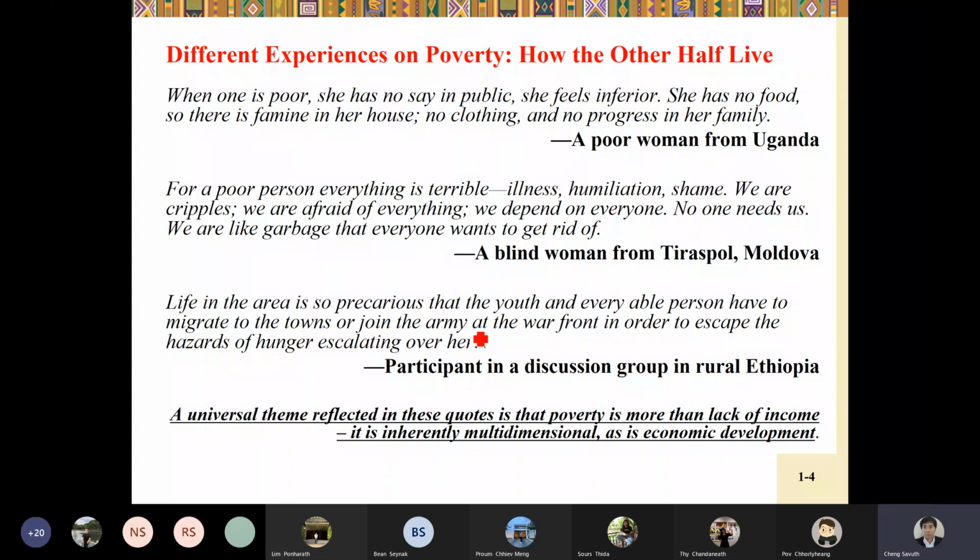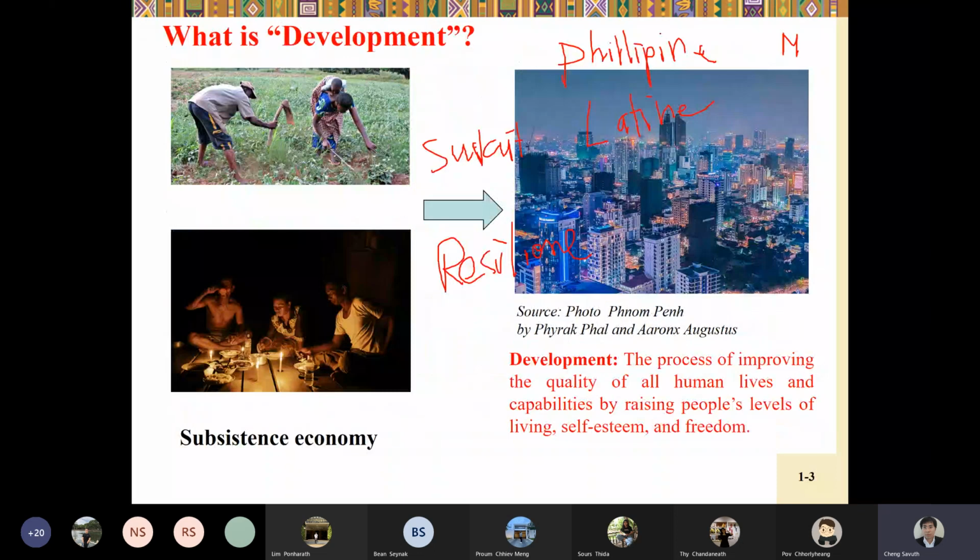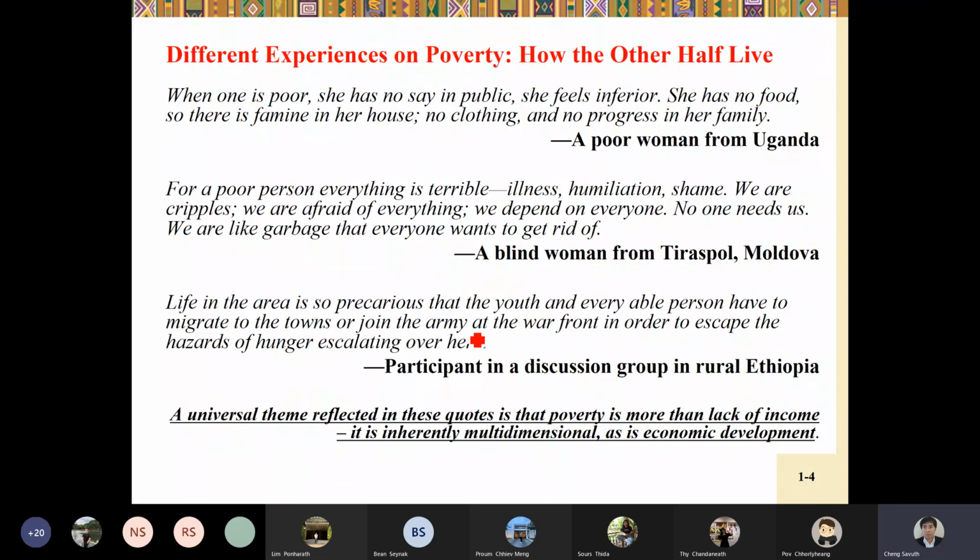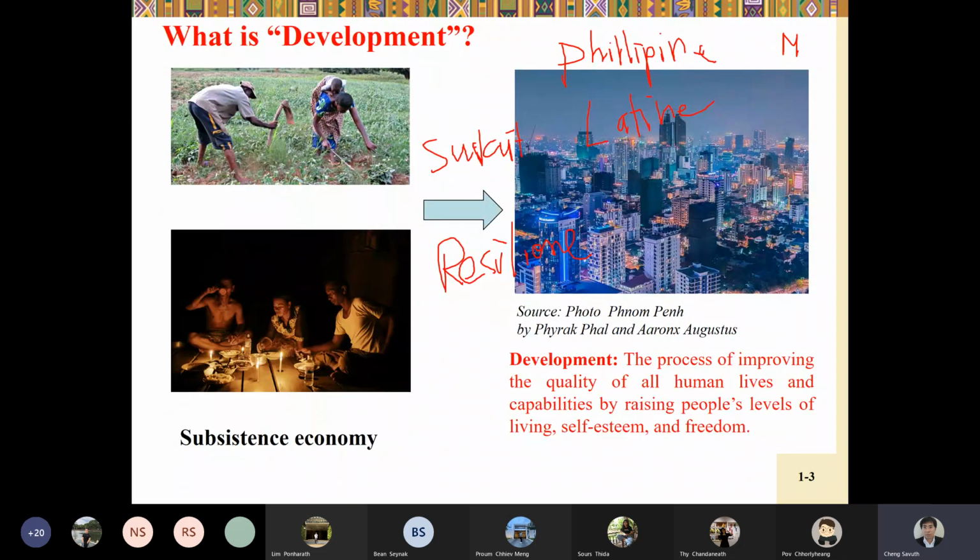The next thing I want to do is listen to the people. If we look at the definition, development is about improving the life of people, okay, so they can live better and have better well-being.